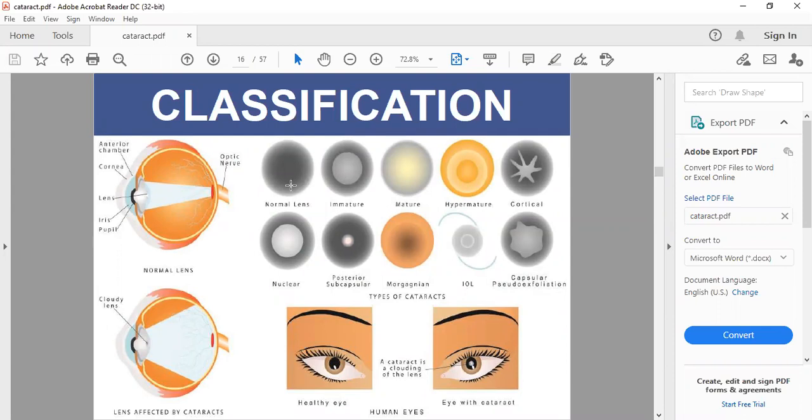This is a normal lens, which I already told you is black. The pupil appears black in color and it is transparent. In an immature lens, it is grayish white. When it becomes mature, it becomes white in color, or pearly white. In a hypermature cataract, the lens is yellowish in color. And in nuclear cataract, depending upon the hardness of the nucleus, it could be white, yellow, black or blue in color.